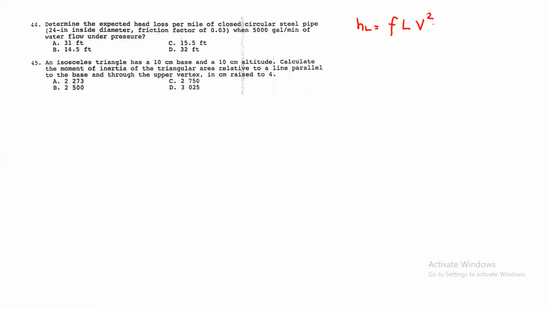FLV squared over 2GD. So, ang friction natin diyan, guys, is 0.03. So, ito, gagamitin natin Darcy equation for head loss. So, yun yung first assumption natin na gagamitin. So, ang length natin is, sabi niya kasi per mile.